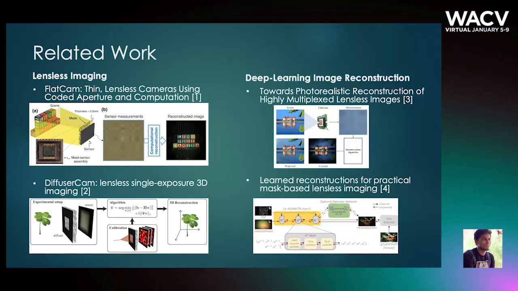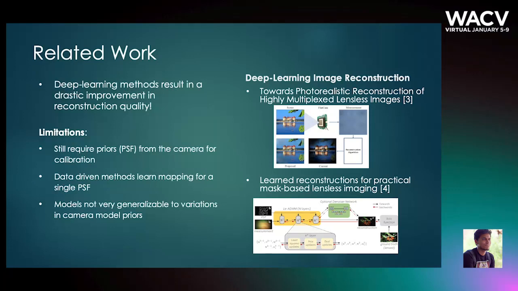There are also some deep learning approaches that have been used. The one at the top right uses the FlatCam model and utilizes adversarial learning to improve reconstruction quality, while the bottom right uses the DiffuserCam model and implements a learned ADMM and UNet to improve reconstruction quality. These papers show that deep learning approaches can drastically improve reconstruction quality. However, they are still limited by the need for prior information from the camera model, or instead learn the mapping for a single PSF. This doesn't generalize well for variations in the PSF and may require additional training for each new camera.